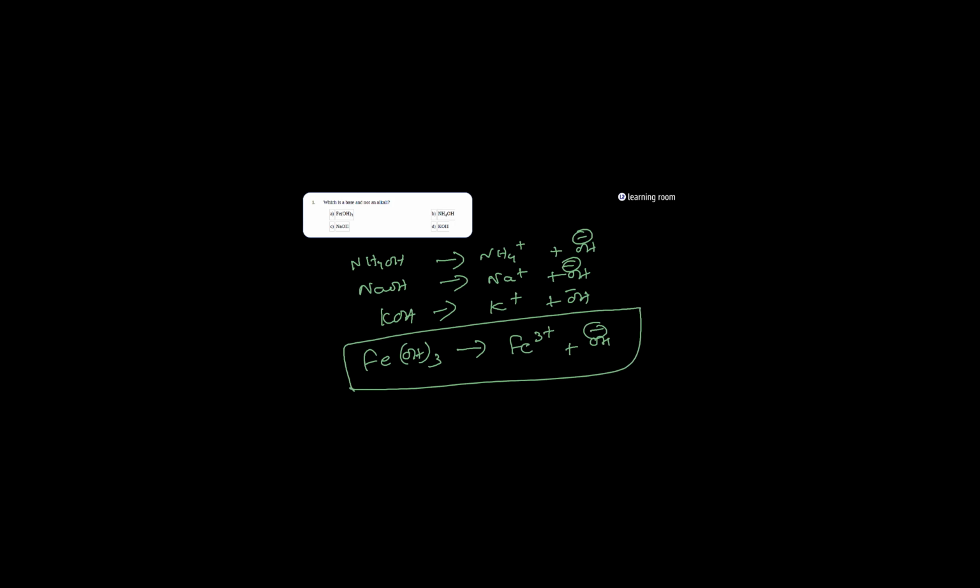Okay. So all of them dissociate in water and give OH minus, but Fe(OH)3 is not soluble in water. Ferric hydroxide will be a precipitate, because of that. Okay? Next.